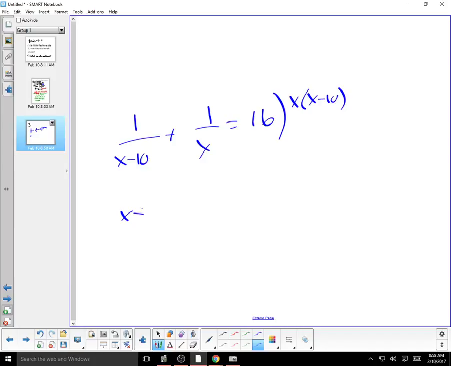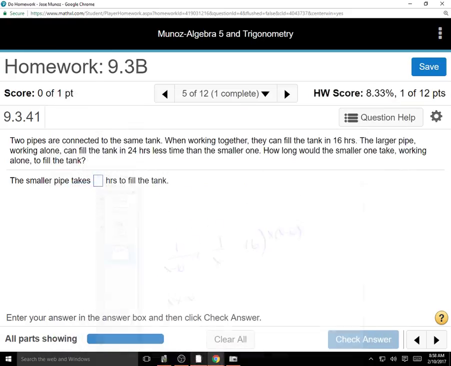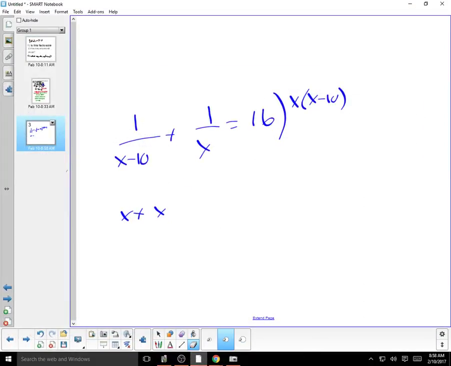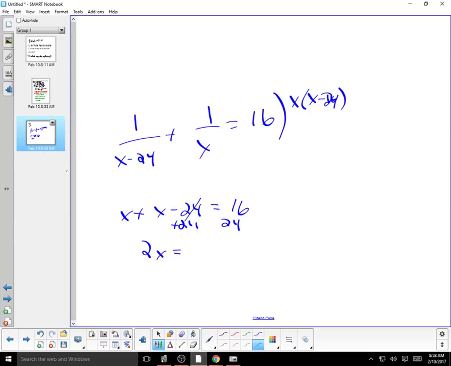So I've got x plus, wait, what happened to the 24? Yeah, it's 20. What's 24? 10. That is supposed to be... Did I type something wrong? Oh yeah, my bad, thank you. 24, so this should be x times x minus 24 is equal to 16. 2x is equal to 40. So x is 20.